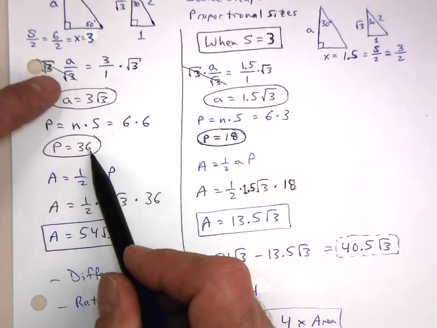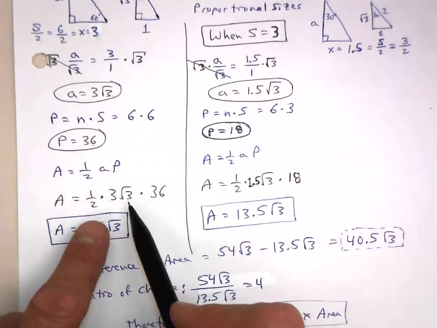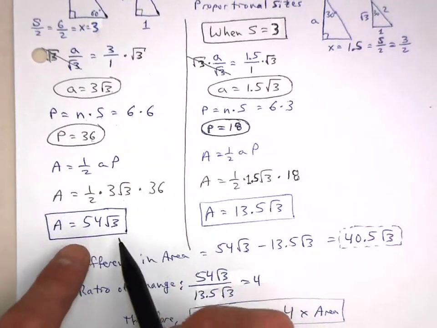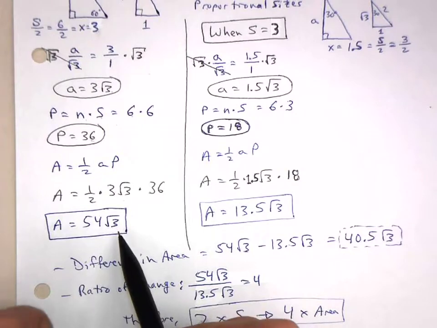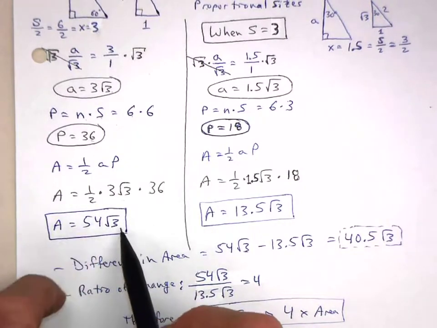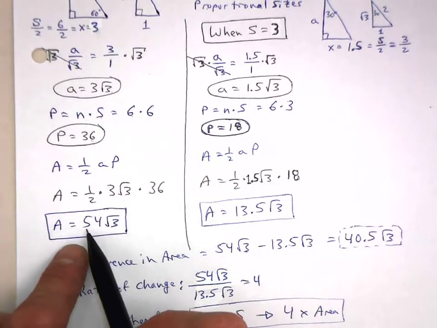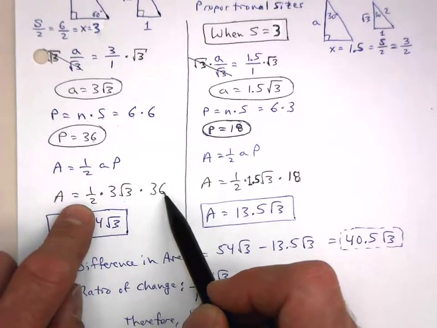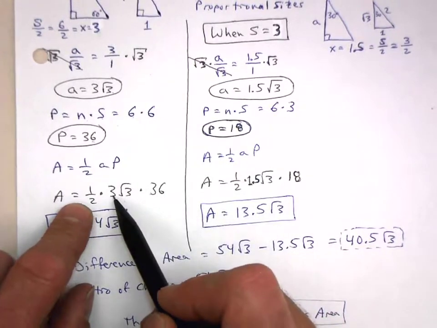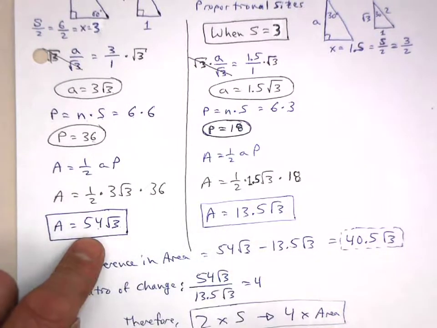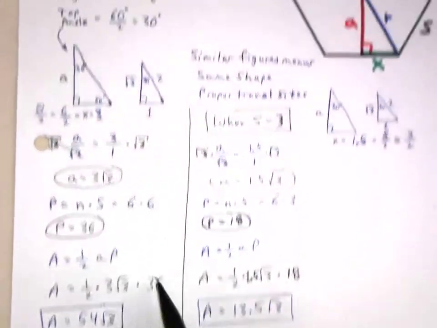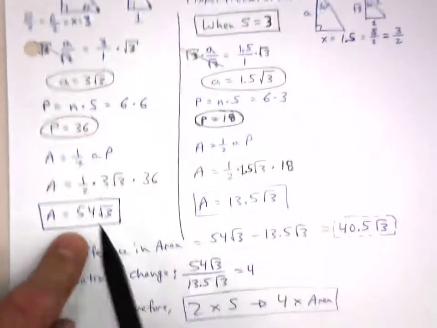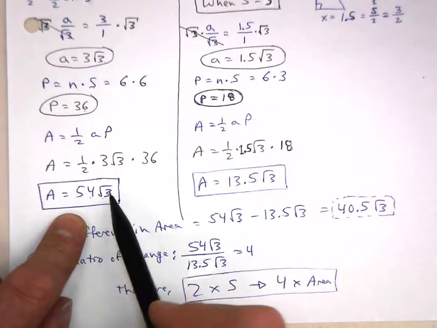So now we take those two numbers and plug them into our equation, in simplified radical form. Yes, it is true that you could find a decimal, but you'd have to round that off. It's better to leave this perfect number of 54 square root of 3. 1/2 times 36 is 18. 18 times 3 is 54. So the area of a regular hexagon whose side length is 6 will be 54 square root of 3.